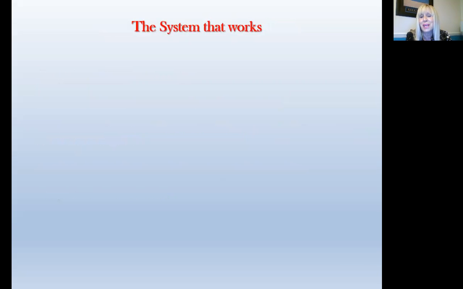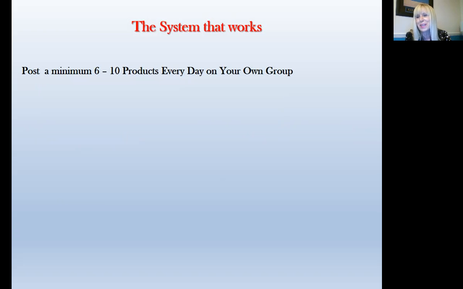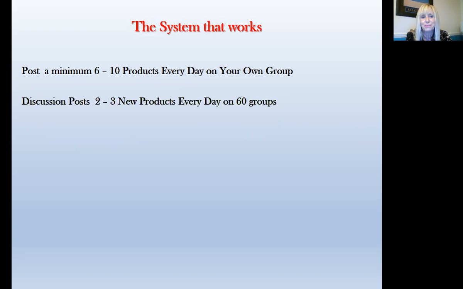So the system that works: post a minimum of 6 to 10 products in your own group every day. It doesn't take long, takes minutes. It used to take us longer to pick them than it took to post them. I think we're all getting quicker at that now. Discussion posts: 2 to 3 new products every day on 60 groups. I've upped that to 3, that was an accident. Spacing out, posting to avoid bans, whether that's discussion posts or adding groups, 10 to 15, take a wee break, just try and space it out throughout the day.